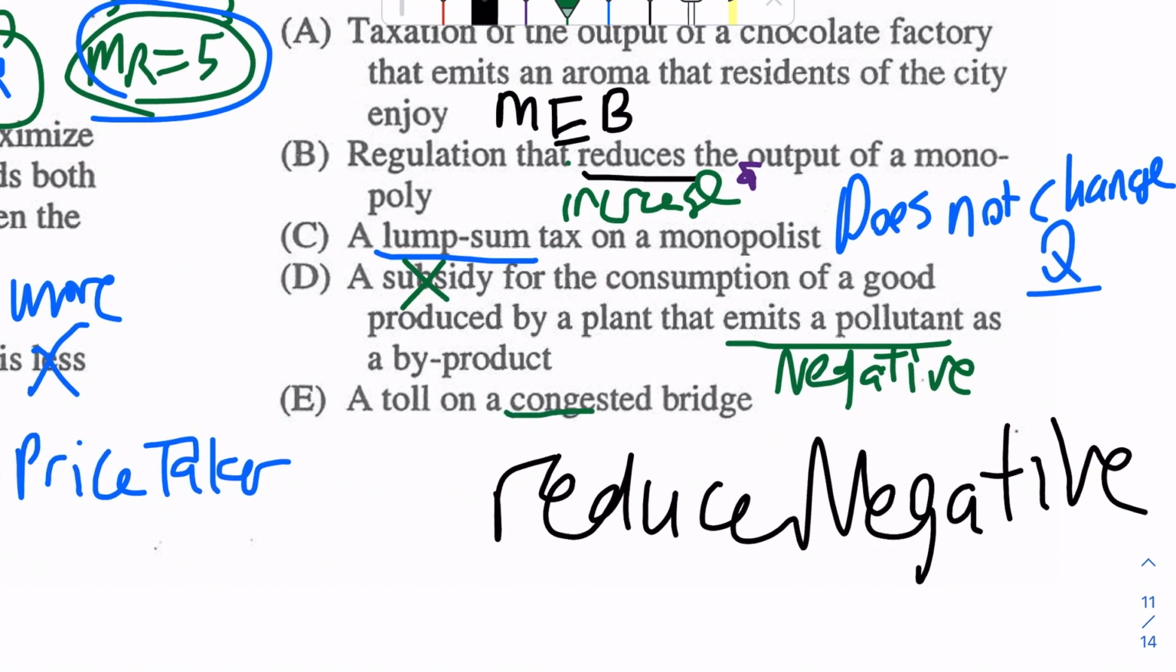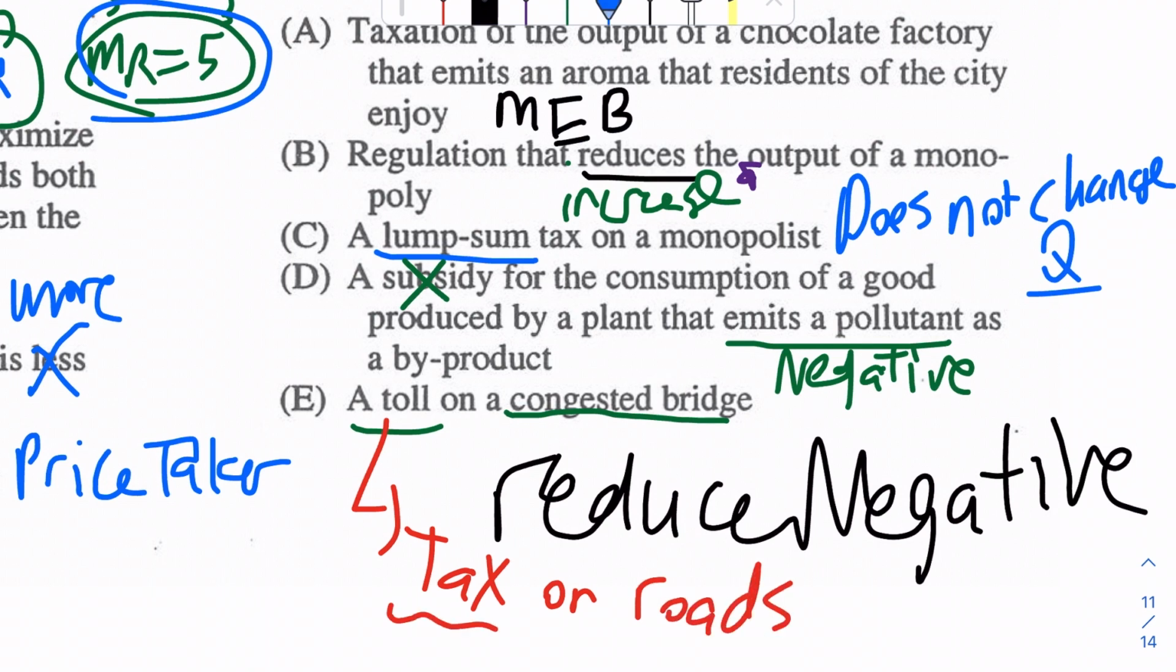And so if you have a congested bridge, congested meaning there's a lot of traffic, that is a negative externality because there's a higher cost of driving on the bridge. So congested has more traffic, has more cost. How can we reduce the cost or how can we reduce the quantity? We put a tax, and a tax on roads is called a toll. A toll is a tax on roads.